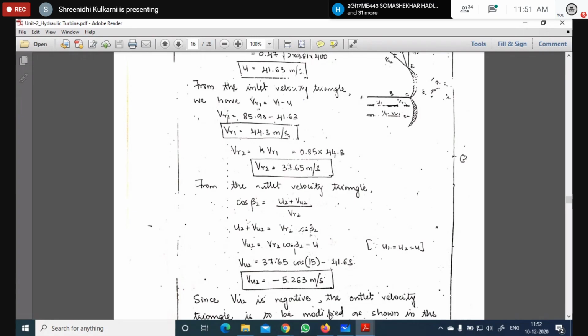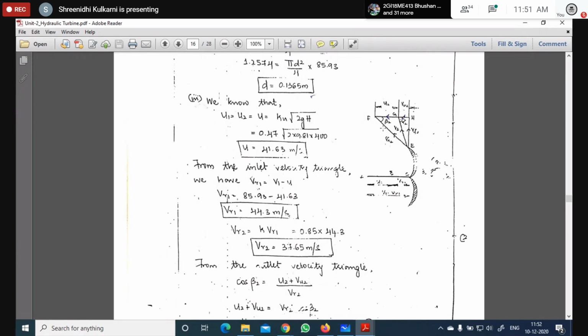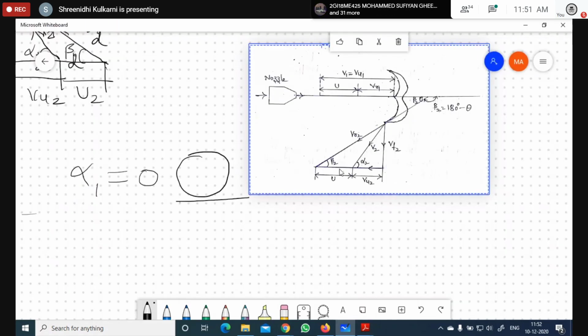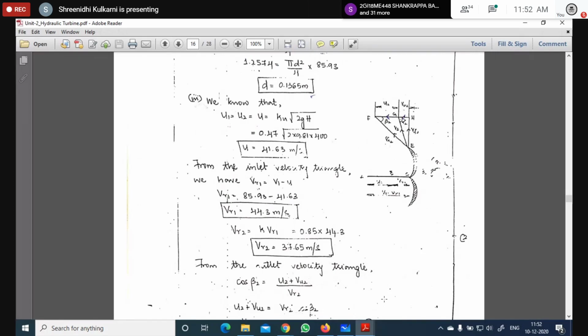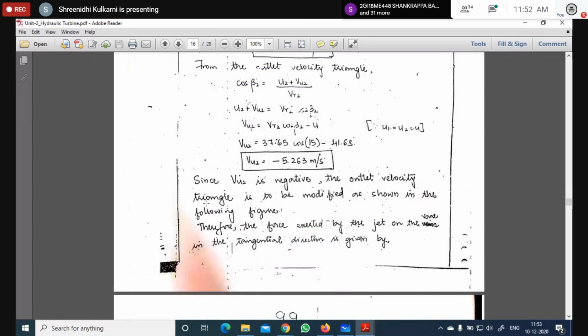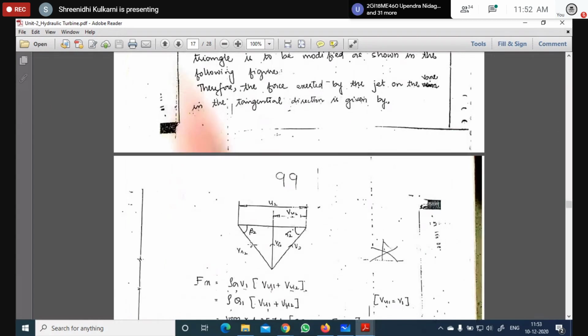changing. Initially this is the velocity triangle, and the direction is in this direction. Now the direction is changing, which means VU2 will be in this direction, so we have to modify it. Since VU2 is negative, the outlet velocity triangle is to be modified as shown in the following figure. See, this is the velocity triangle.